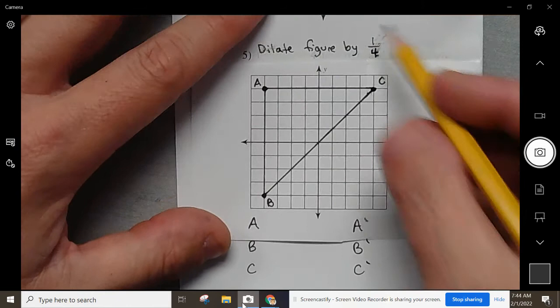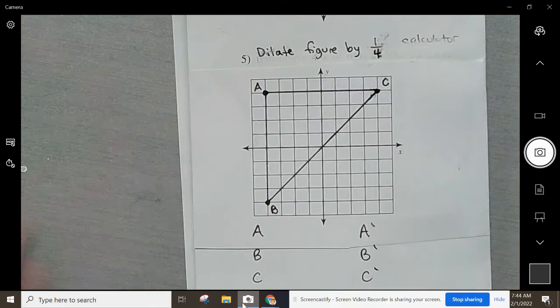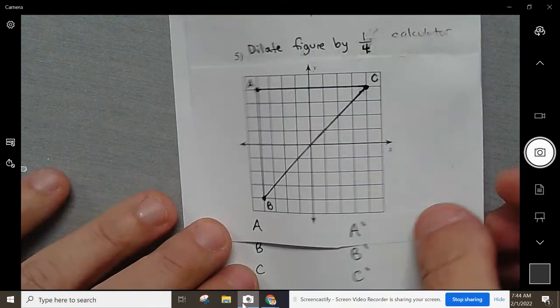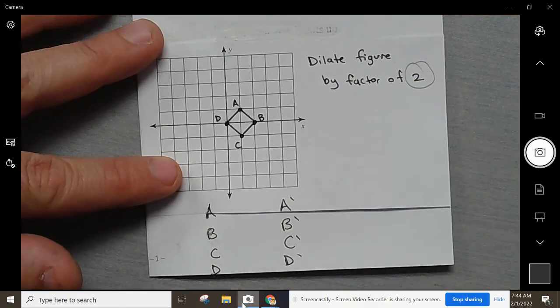And the last 2 are what we did yesterday, dilations. You're going to dilate by 1/4. Use your calculator for 1/4. And then on this side, you're going to dilate by a factor of 2. That's easy peasy. We can do that.